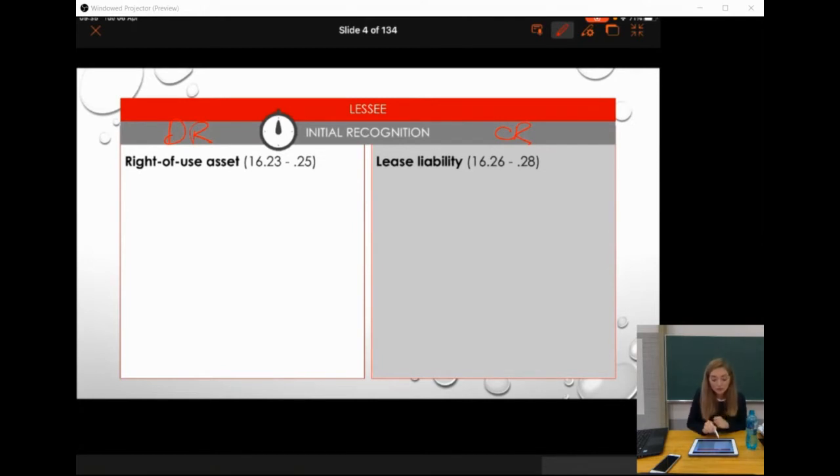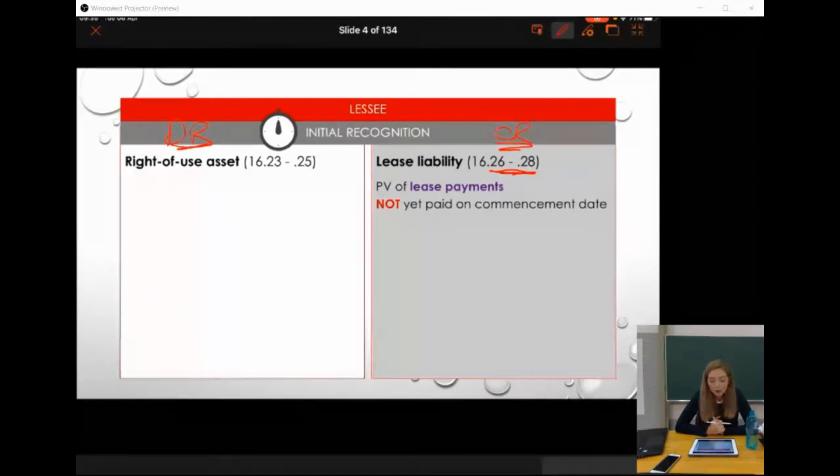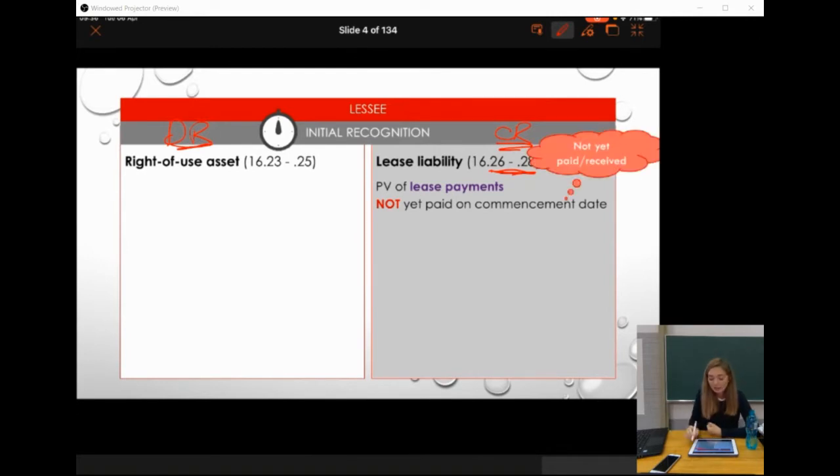Okay, so our initial recognition for a lease, we're going to debit the right of use asset and credit the lease liability. Now, how do we calculate that lease liability? The standard tells us in paragraphs 26 to 28 that we have to calculate the present value of all lease payments not yet paid at the commencement date. So when we are calculating our liability, we are looking forward to see what are all the payments that I still have to make, and then I bring that back to a present value for today, and that's going to be our lease liability. So that's important.